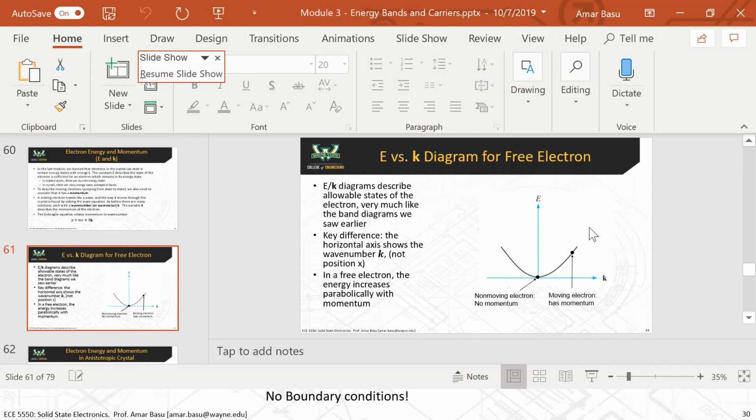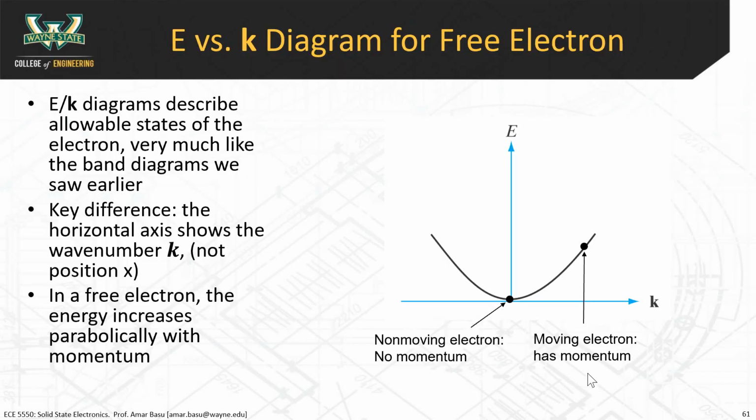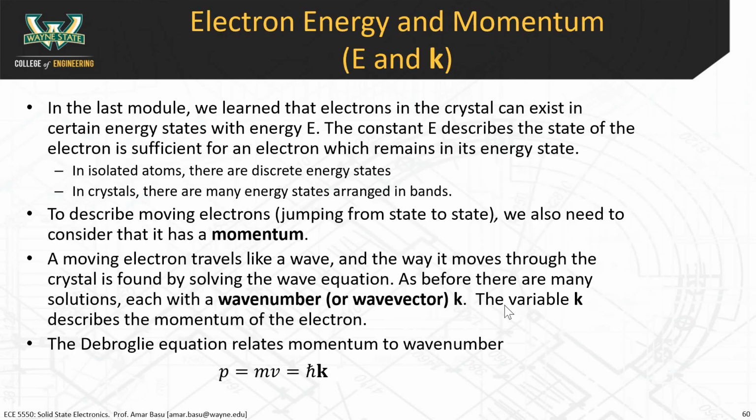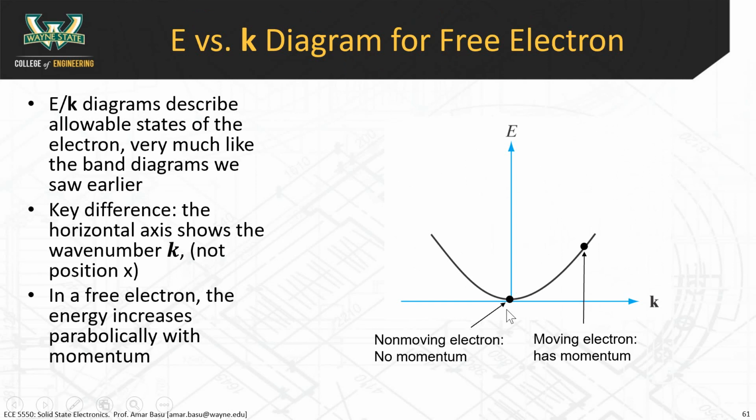So going back to Module 3 now, when we draw the E versus k diagram, we draw it parabolically. That means that an electron that has a certain momentum has a corresponding energy E. For an electron that has zero momentum, what is the wave number? Zero. P is equal to h times k. If the momentum is 0, that means the wave number is 0. So that's referring to the case right here. Wave number is 0, E is 0. This is a non-moving electron with no momentum.